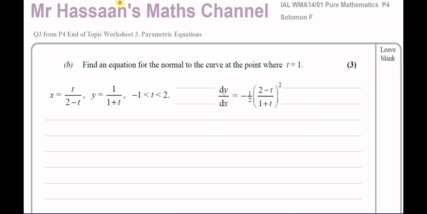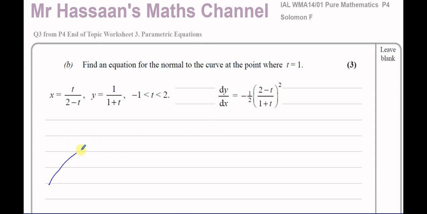In this question, supposing you couldn't do part A, it doesn't mean you just give up the whole question. Here, we are quite capable of doing part B without having shown this. If we didn't know how to show this, well, we've got dy dx. That will help us to answer this question. Now what they're asking you to do is to find the equation for the normal to the curve.